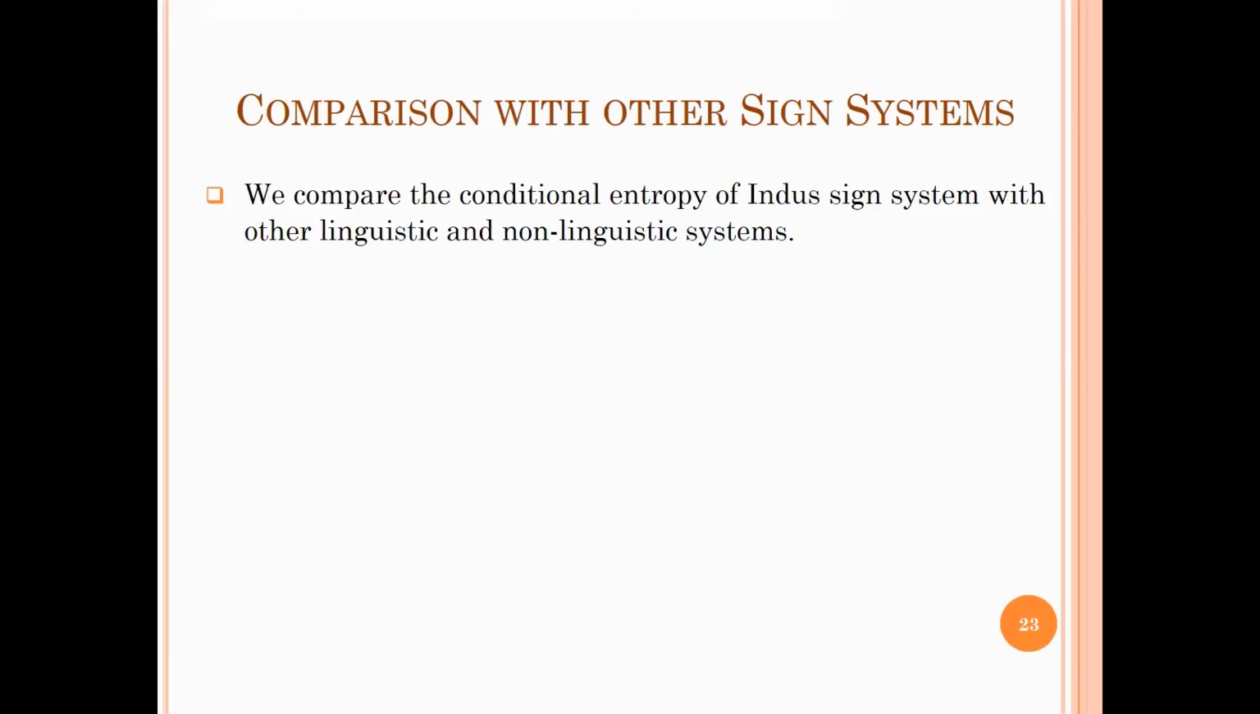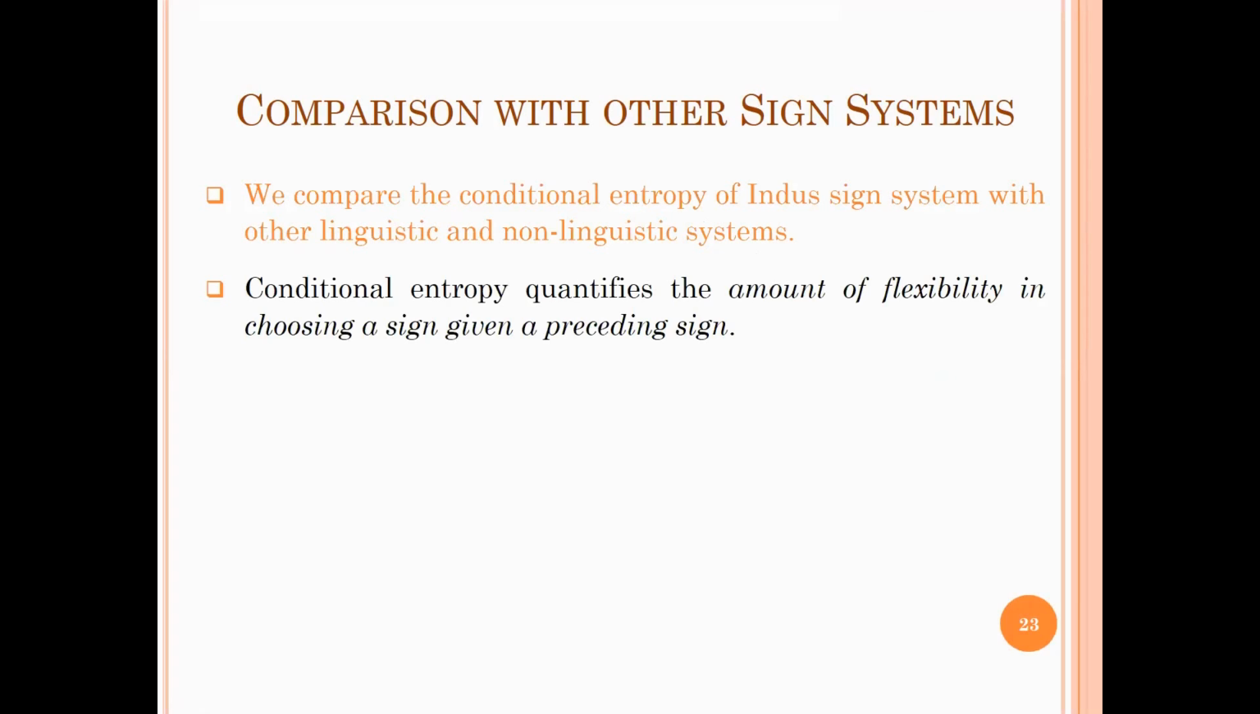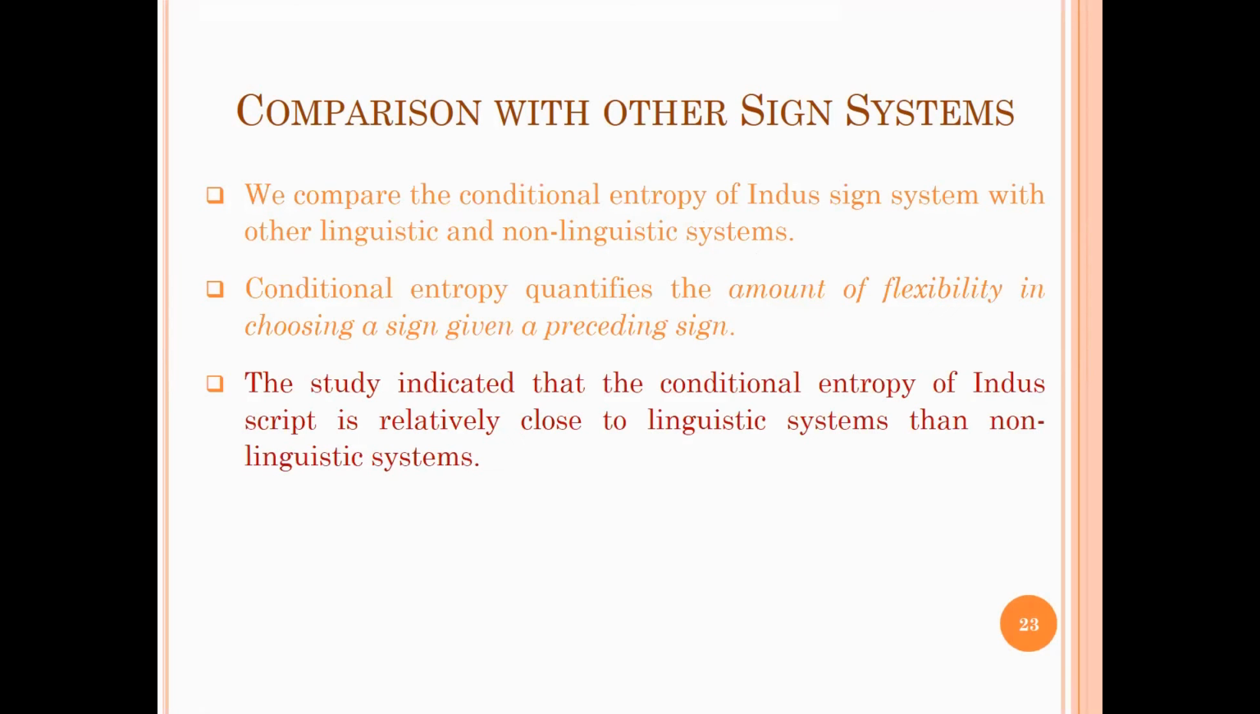So what we actually compared was a mathematical quantity called conditional entropy of the Indus sign system with various linguistic and non-linguistic systems. Now, what is this conditional entropy? Conditional entropy is a mathematical quantity which quantifies the amount of flexibility in choosing a sign given a preceding sign. So if we have a sign A, how much flexibility do I have in choosing the next sign being B, C, D, etc.? Okay, so the study indicated that the conditional entropy of Indus script is relatively closer to linguistic systems than non-linguistic systems.